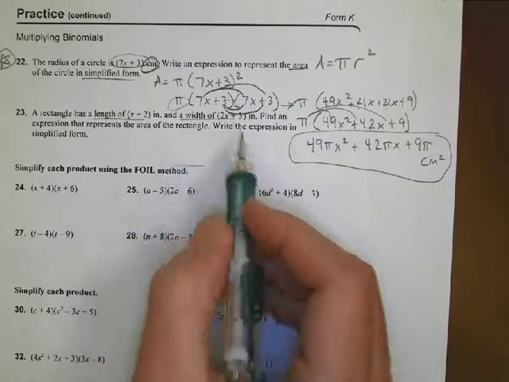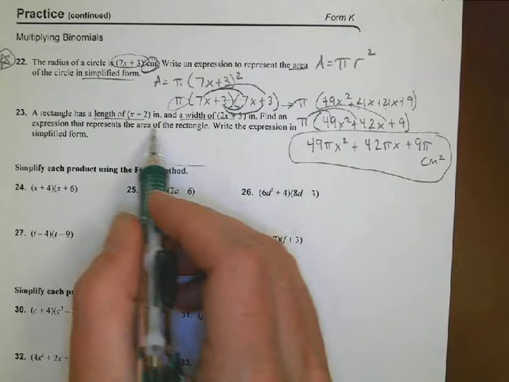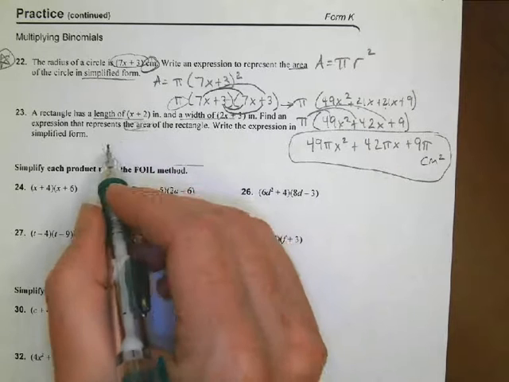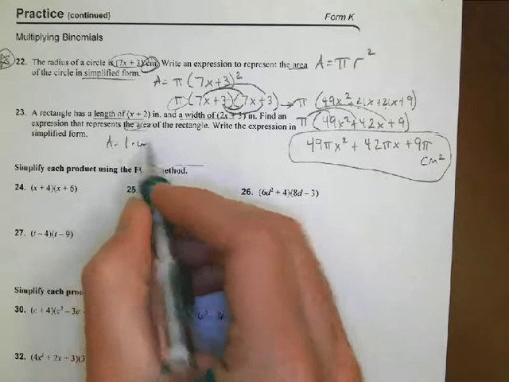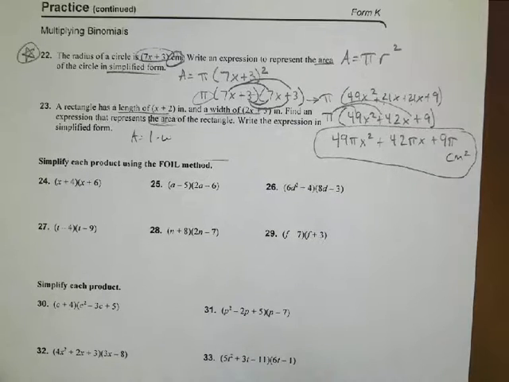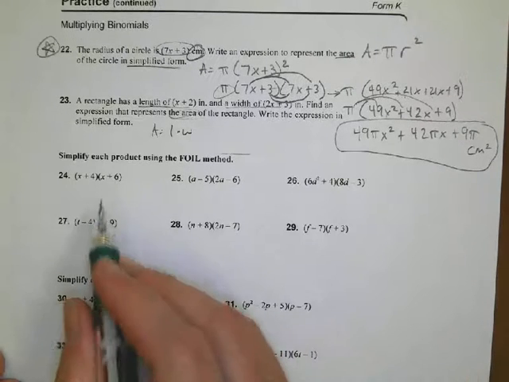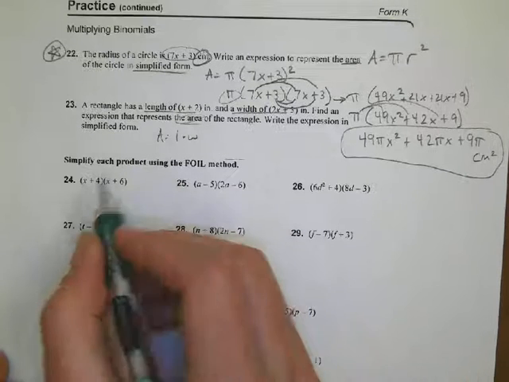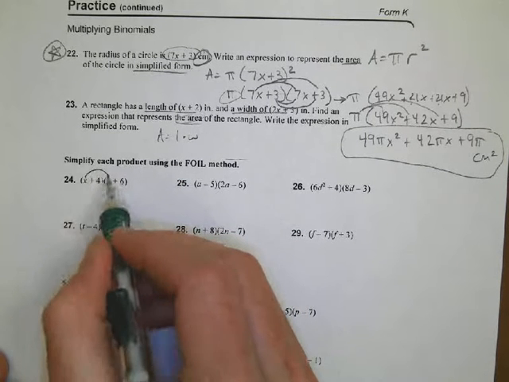23 is very similar, except you see we have a length and we have a width, and you have to again find the area. The area is always length times width, which means I have two things to multiply together to solve that out. Alright, let's go ahead and do number 24. It's just again some nice simple FOIL method here.